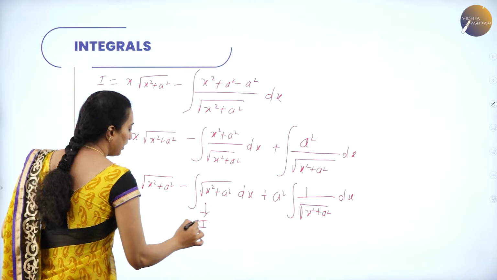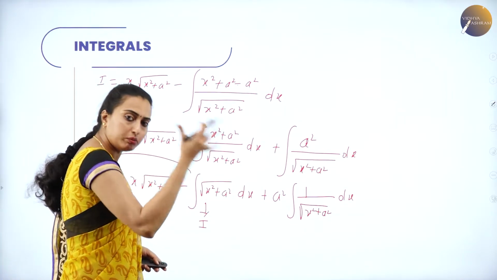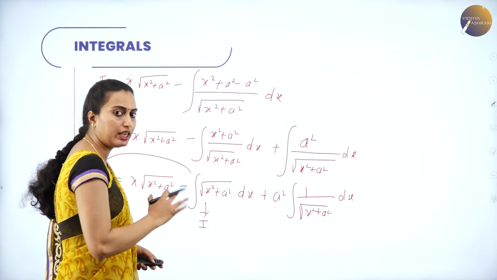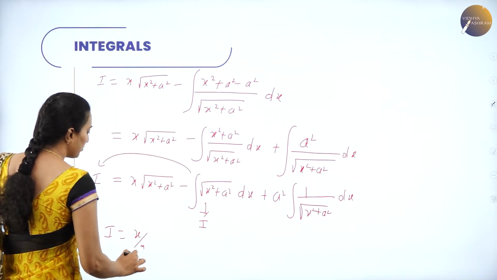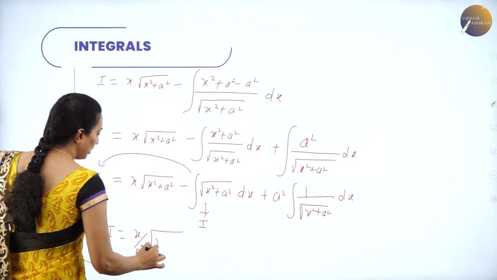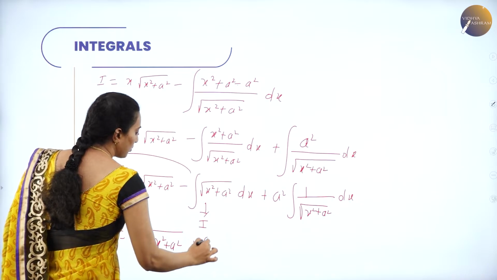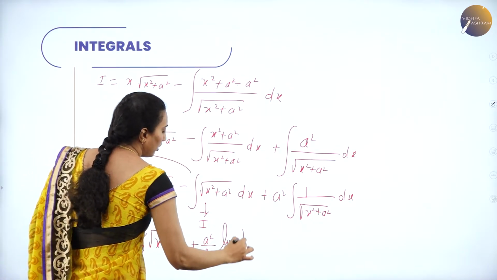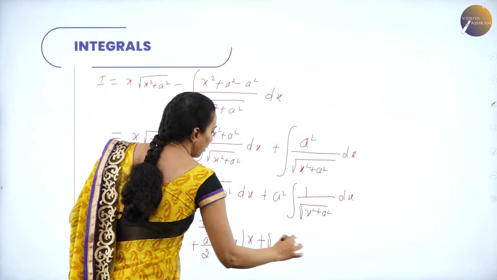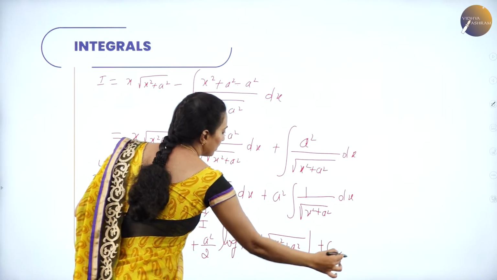This will be I, taking to that side, which will become 2I. Now 2 can be shifted down, so I is equal to, I am writing directly, I will be is equal to x by 2 into under the root x square plus a square here plus a square divided by 2 into log of modulus of x plus root x square plus a square plus c, and this is your proof.